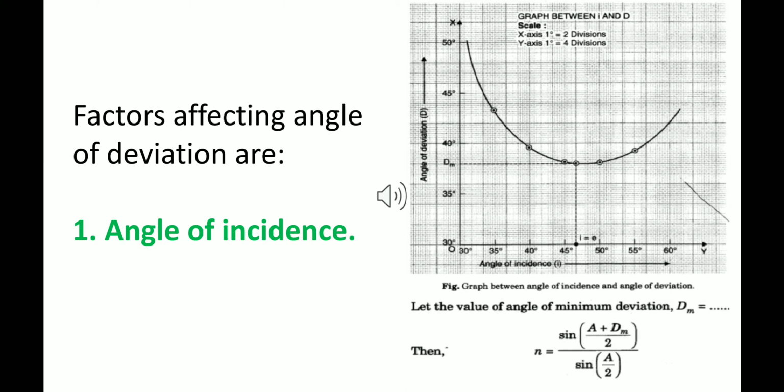Now the first point is angle of incidence. If you can see the side graph, it shows angle of incidence on the x-axis and angle of deviation on the y-axis.